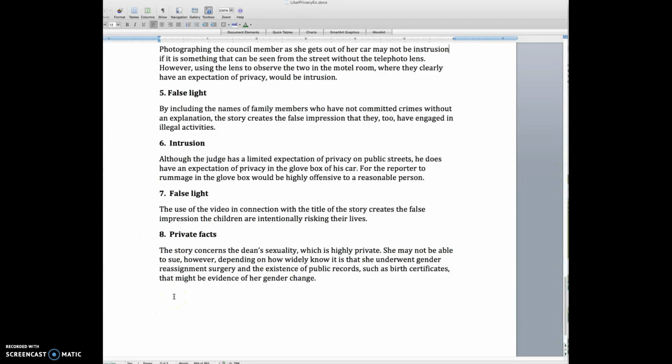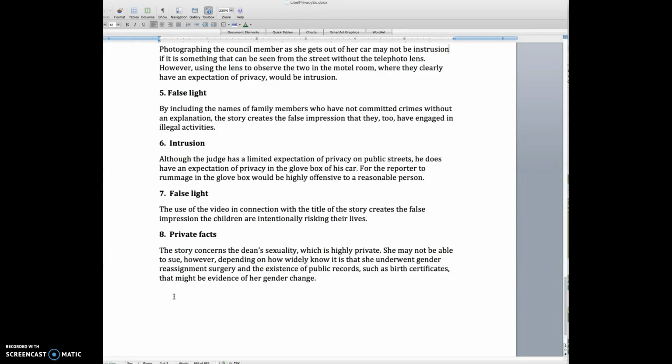And now finally, number 8, a private college in the community recently hired a new dean of students. The new dean is the first woman to hold that position at the college. A reporter, while preparing a profile of the new dean, discovers that she was born a male and underwent gender assignment surgery 15 years ago. She told the college officials of her gender assignment when she interviewed for the job, but she has not made that information public. The profile the reporter writes includes the gender change. Now, this would be publishing private facts about a person. The story concerns the dean's sexuality, which is highly private.